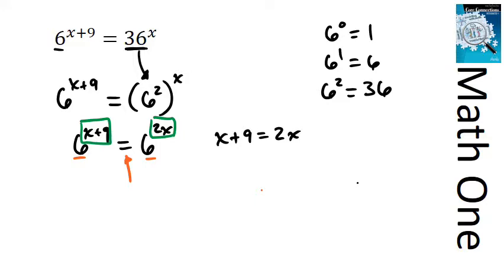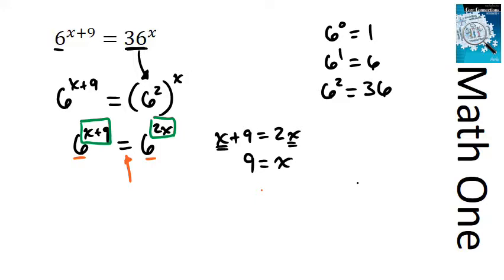If I subtract an x from both sides, I get 9 equals x, right? Because I took away an x from each side. 1x minus an x is 0 x's, so I'm left with a 9 on the left-hand side, and 2x minus x is x on the other side.